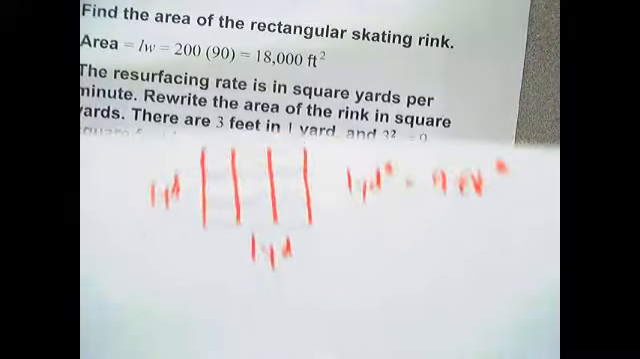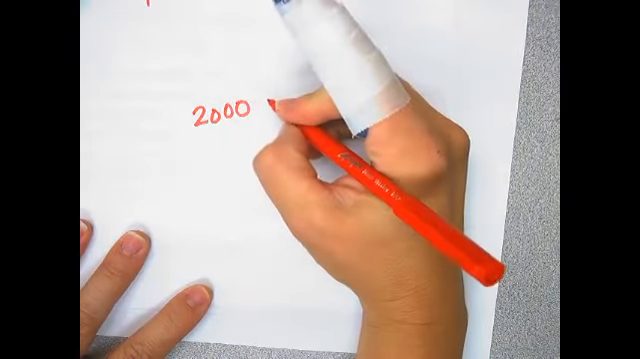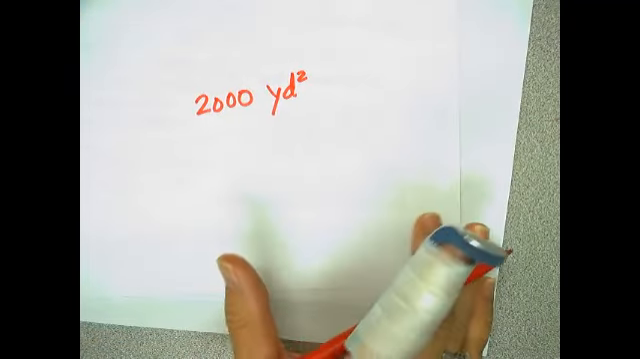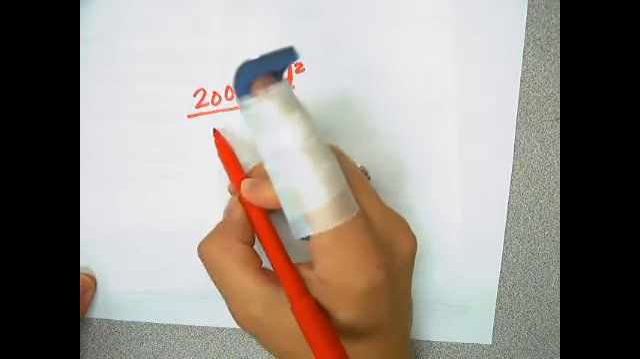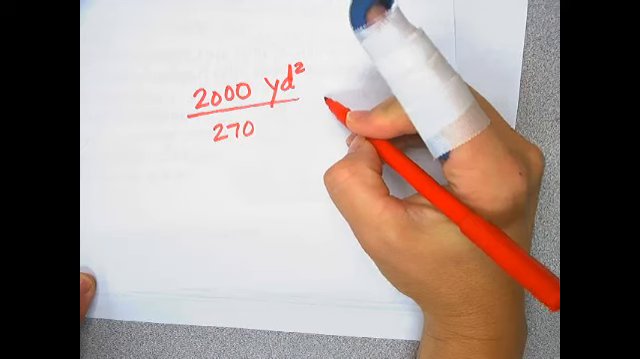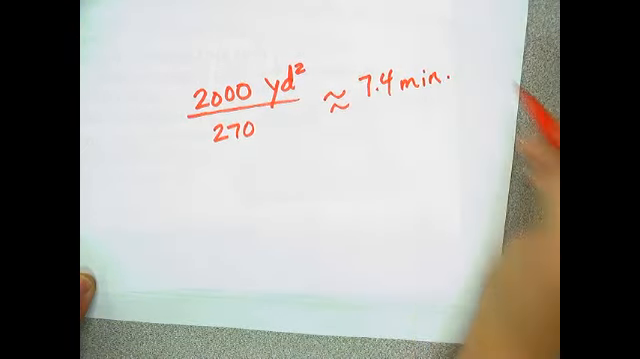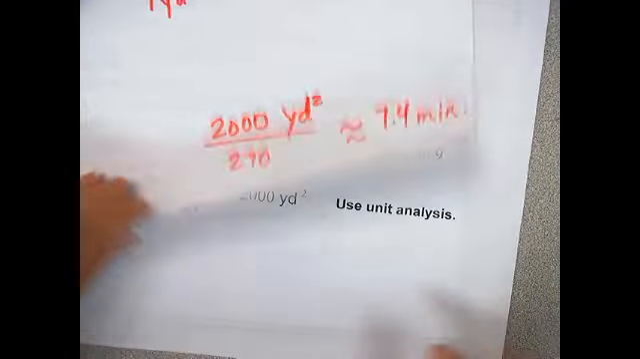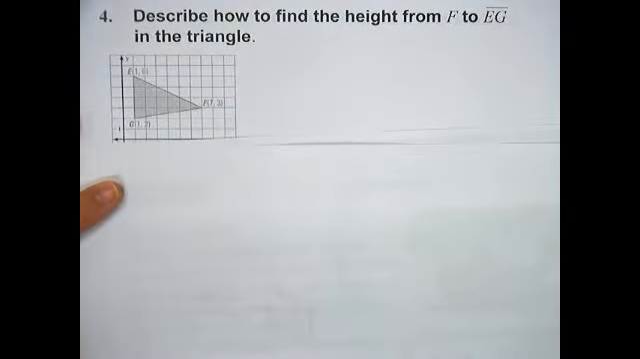You will use this a ton in chemistry, in biology, high school science. So then to finish that problem up, if our rink is now 2,000 square yards and it goes at a rate of 270 square yards per minute, we're just going to divide that, and it comes out to be about 7.4 minutes it's going to take us to cover that.